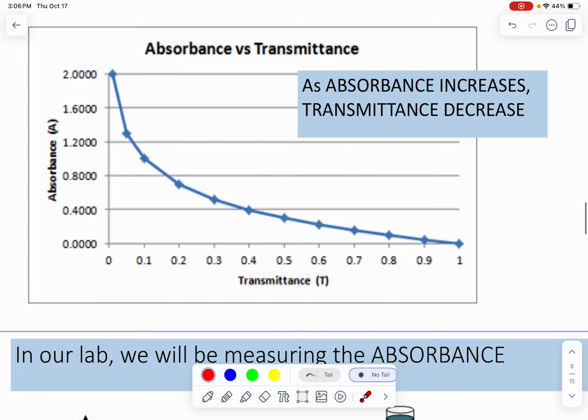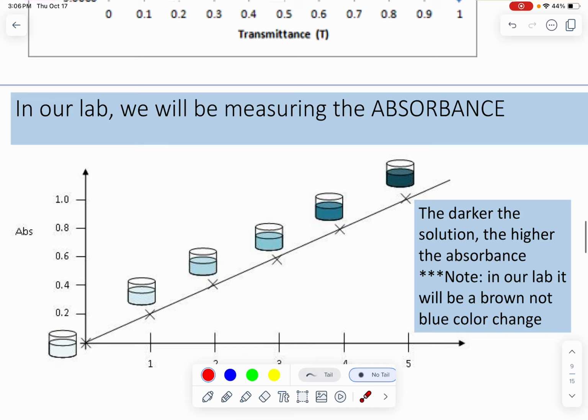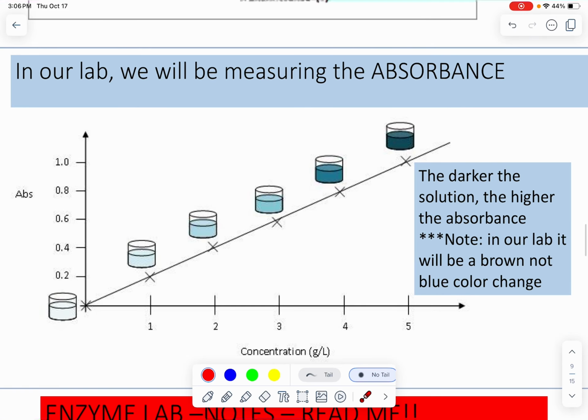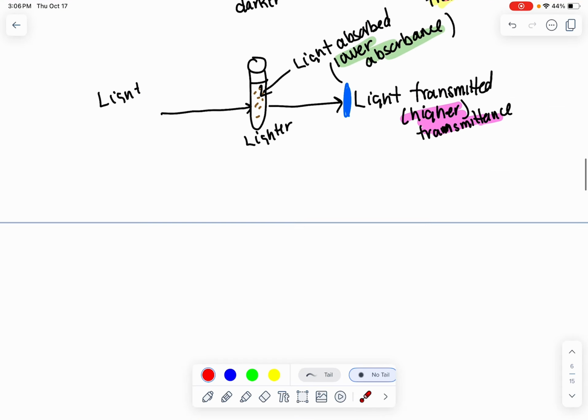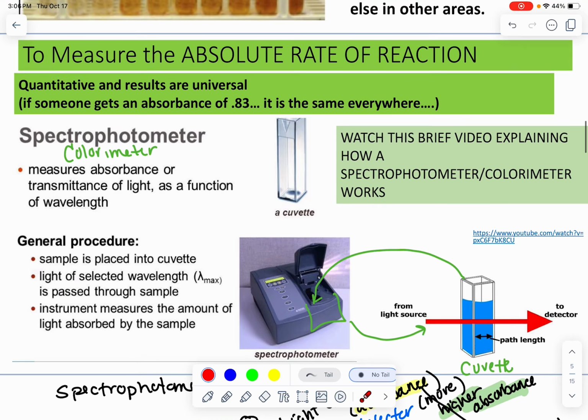So you can see here, as the absorbance increases, the transmittance decreases. Here's absorbance, here's transmittance. They're inversely related. It's not a direct line, but they're sort of the opposites of each other. So in our lab, we're going to be measuring the absorbance. I don't know why, we just chose it. So keep in mind, the darker the brown it gets, this picture is blue, but the darker the brown, the higher the absorbance it's going to have. Okay, so we're going to be recording that number as well, from our spectrophotometer.